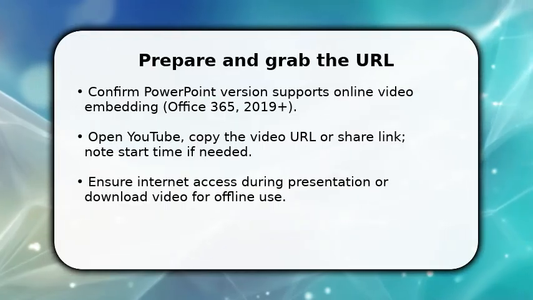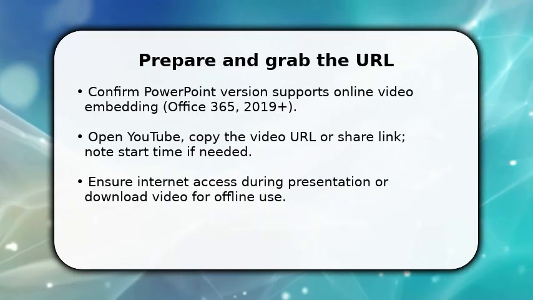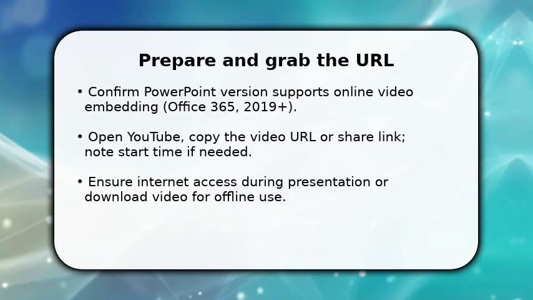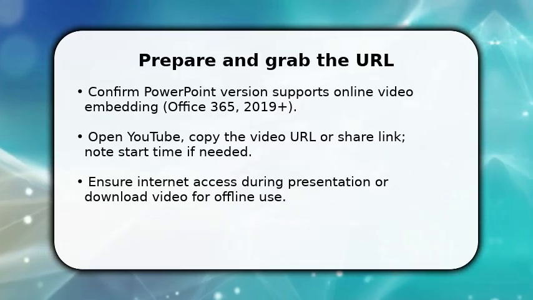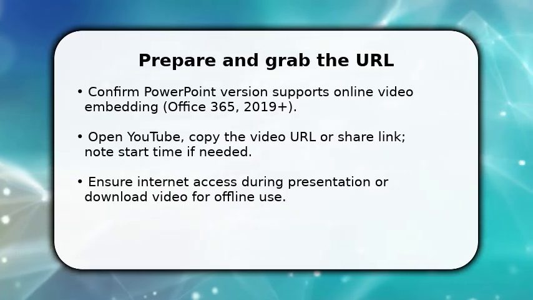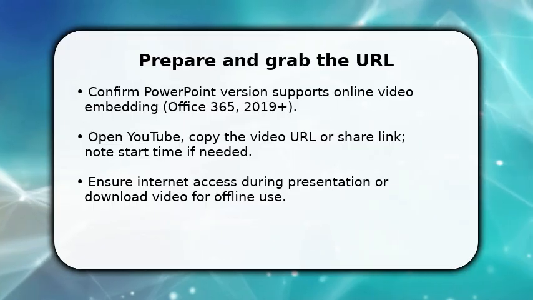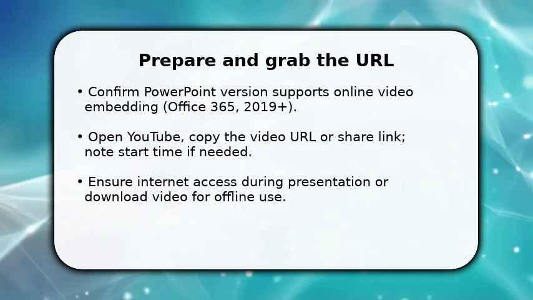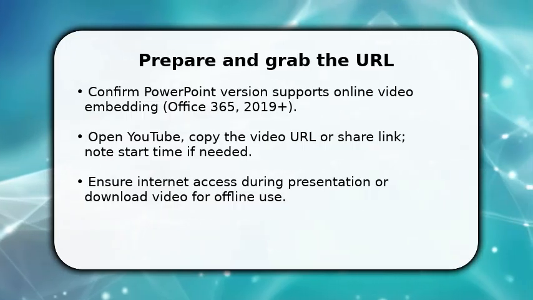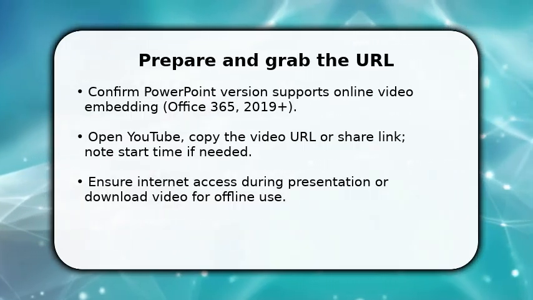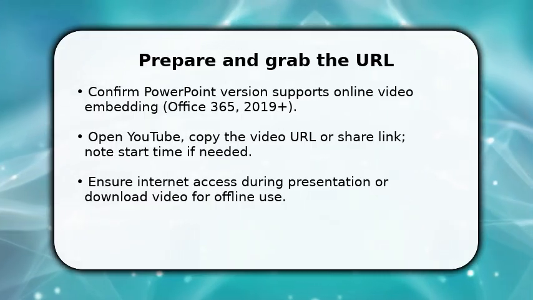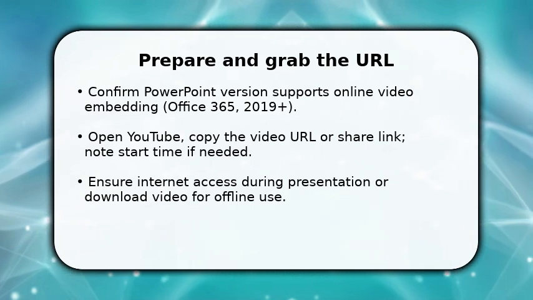You start by preparing the essentials. Open your PowerPoint and confirm it supports online video embedding, like Office 365 or PowerPoint 2019+. Then go to YouTube and copy the video URL or the share link, and if you need a clip, note the exact start time. Make sure you have reliable internet at presentation time or plan to download the video legally for offline playback. Once done, switch back to your slide where you want the video placed, and get ready to insert it.